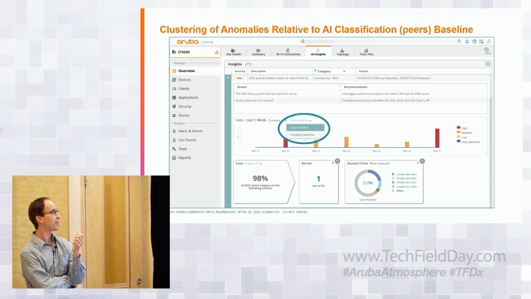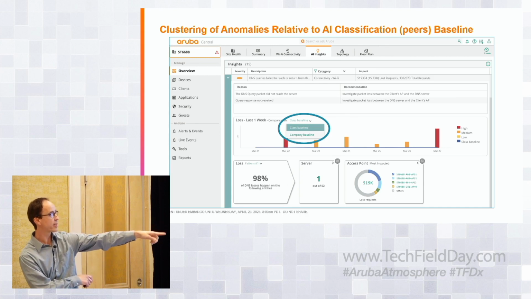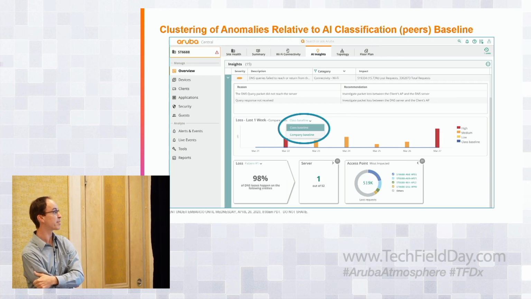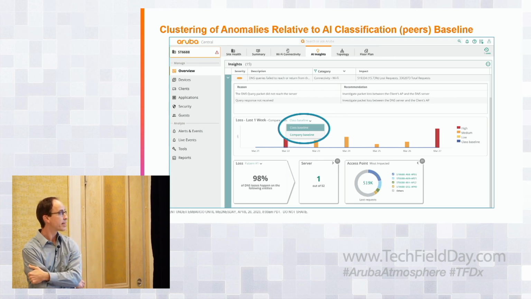So there's DNS failures. There's common sense there. It tells you the failure rate. And then it tells you that 98% of the DNS losses are happening on one specific server. This is not a live thing, but you could click on that server and it tells you that out of 52 servers doing DNS for this specific customer, this one server has 98% of failures. So clearly you have to go and check this server. It's the most dominant feature of this clustering algorithm.